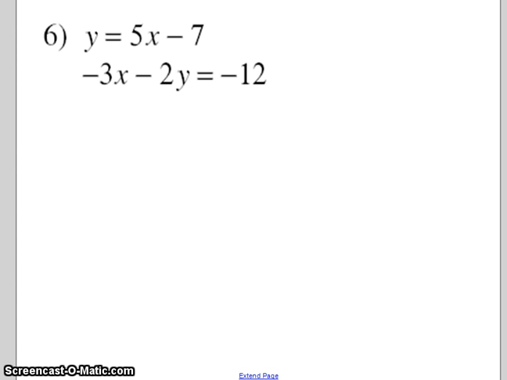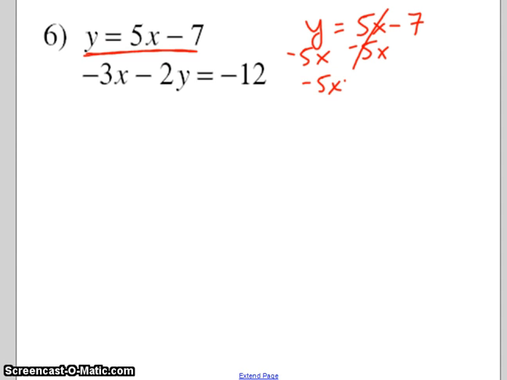Alright, last one. Same thing again. We don't have standard form here, so we have to change it. We're going to get x and y on the same side. You should get negative 5x plus y equals negative 7. We're just looking at these two problems here.